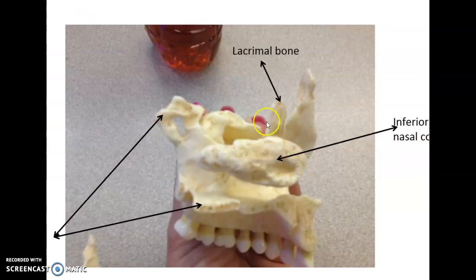And we have to keep in mind that the ethmoid bone would lie here with the inferior nasal conchae below it. So we'd have inferior nasal conchae, middle nasal conchae, and then upper would be the superior nasal conchae.